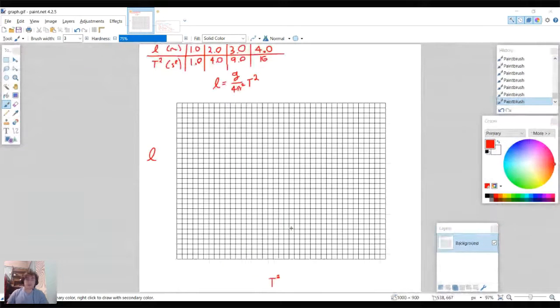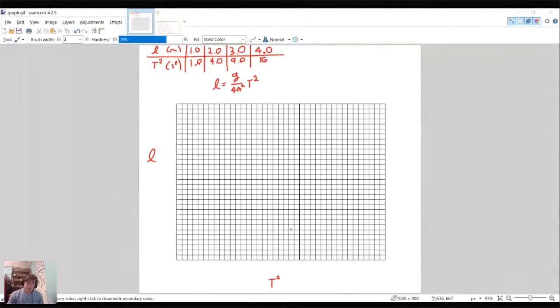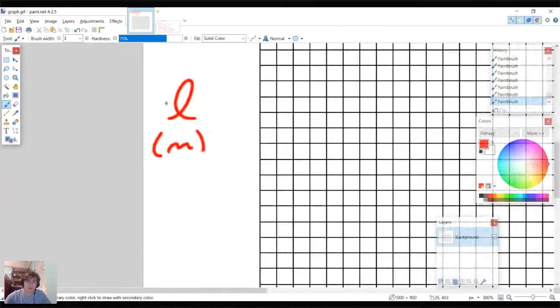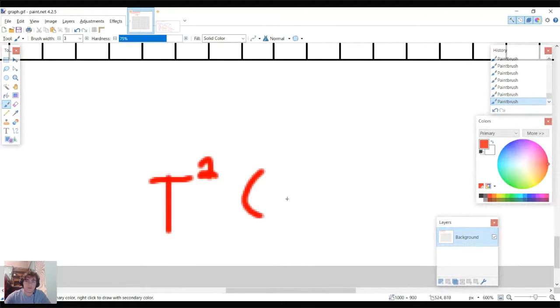Another thing you lose points on, not labeling the units on your axes. You want to make sure you're very clear what the units are. Meters and squared seconds.